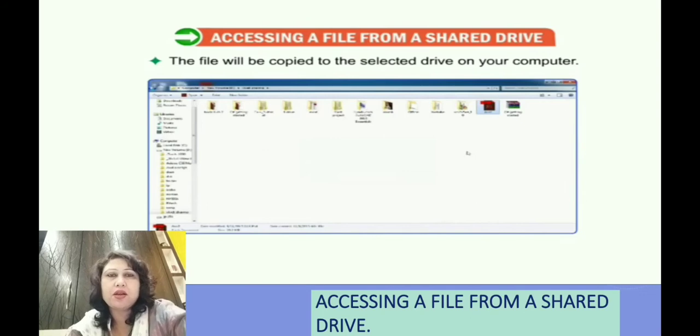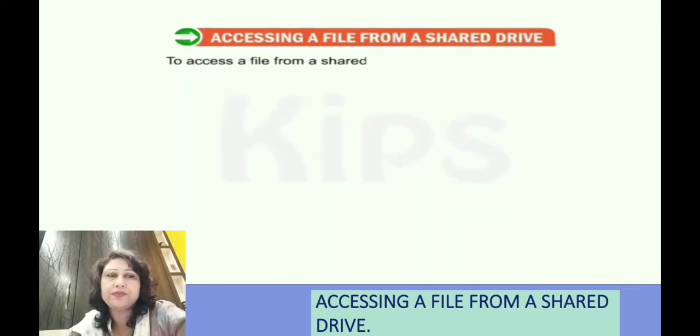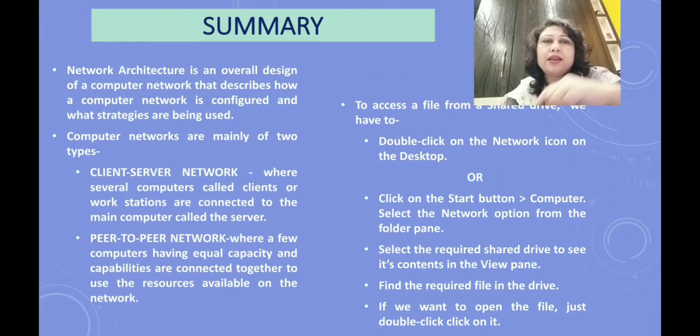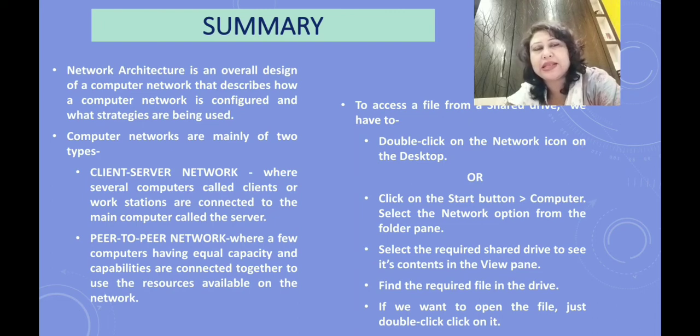So let us do a small summary of today's session. In today's session, we have learned about network architecture. What is network architecture? It is the overall design of a computer network which describes how a computer network should be configured and what strategy should be used. Then we learned that computer networks are mainly of two types: the client-server network, where several computers, clients or workstations, are connected to the main computer called the server; and the peer-to-peer network, where a few computers having equal capacity and capabilities are connected together to use the resources available on the network.